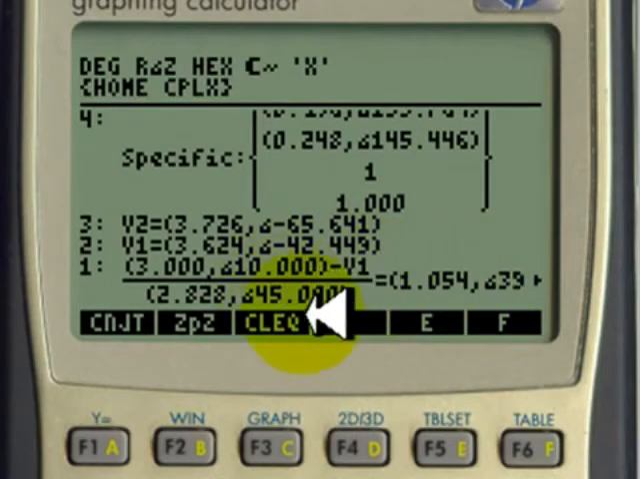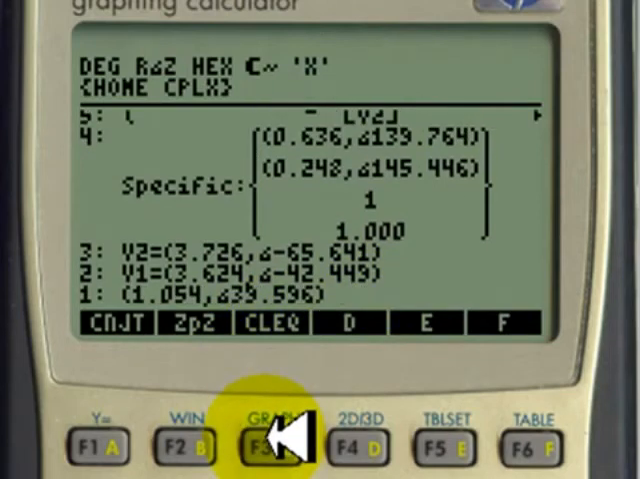Well, let's eliminate the left-hand side with clear equation, and that is the current IA, 1.054 amps with a phase of 39.596 degrees. That is IA.